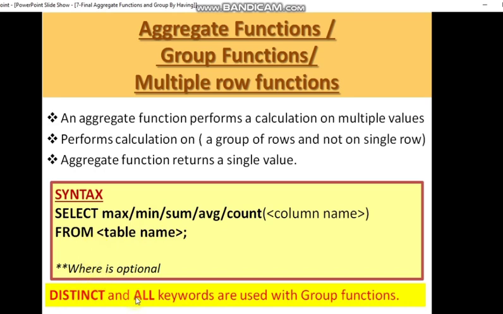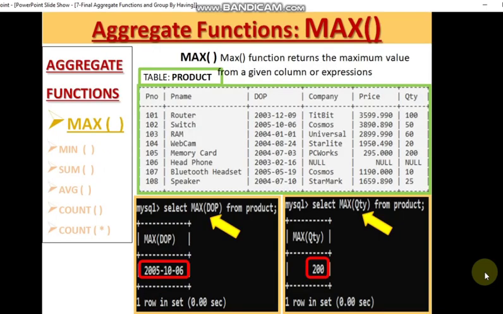Now remember, distinct and all keywords are used with group functions, and how the distinct keyword works with these we will see in our next slides. So let us start with the max function. Max, as the name itself suggests, returns the maximum value from a given column or expression.